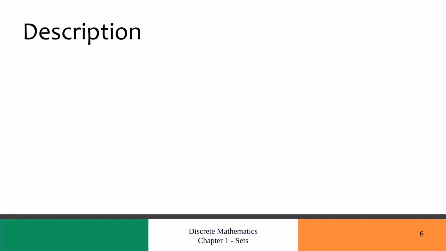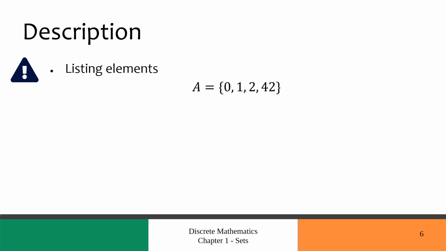There are 3 main ways to describe a set. Depending on the context, some are more appropriate, and you can usually switch between them. The first is what we mostly did so far, namely listing all the elements between squiggly brackets. For instance, I can write that A is the set made up of 0, 1, 2, and 42. It's a perfect set. But now imagine that I want all the integers from 1 up to 42.